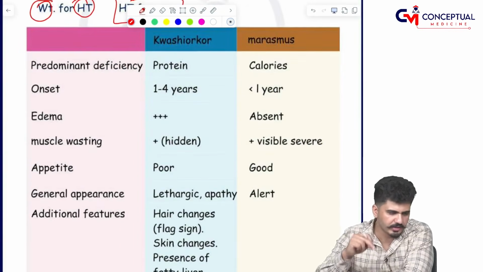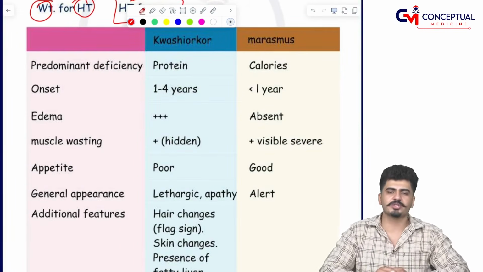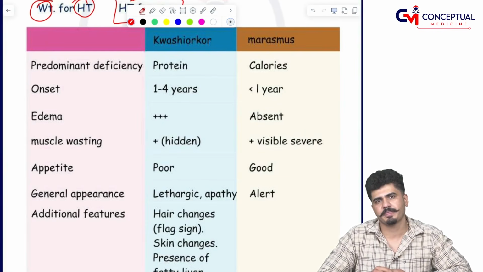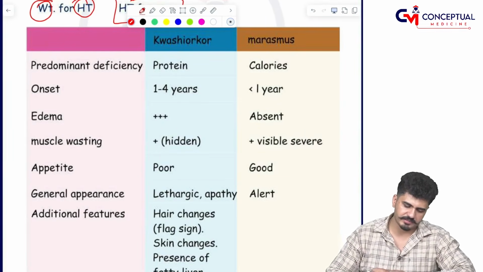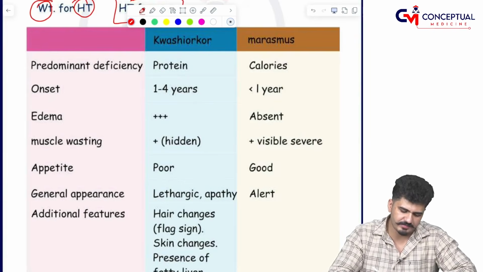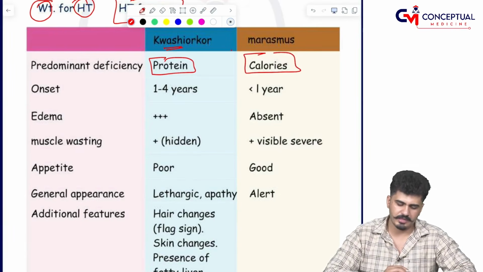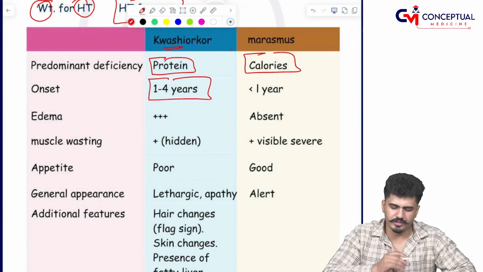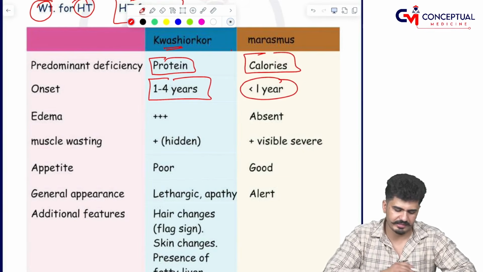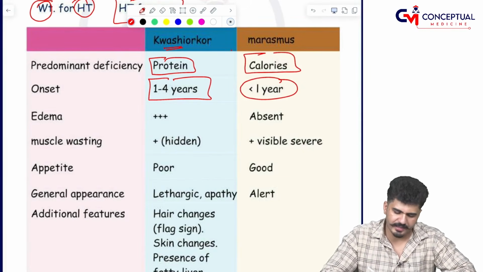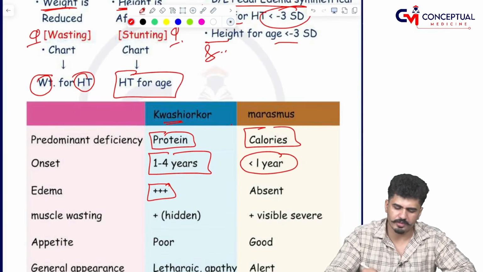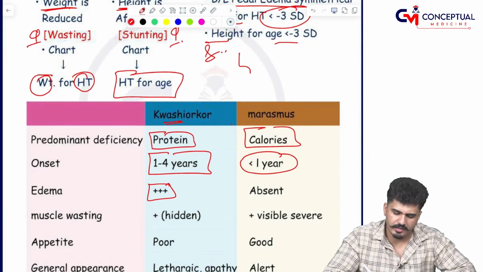Again, the important topic next is going to be kwashiorkor versus marasmus. The predominant deficiency in kwashiorkor is going to be protein, and in marasmus it is going to be calories. Onset age is 1 to 4 years. Marasmus is less than 1 year, sir. Sir, edema is present in kwashiorkor. The kwashiorkor child has a pot belly, and the marasmus child is going to be very thin, sir.